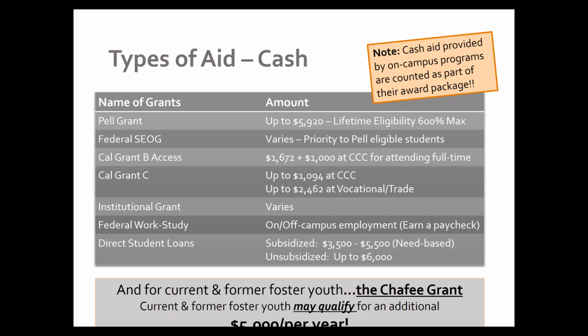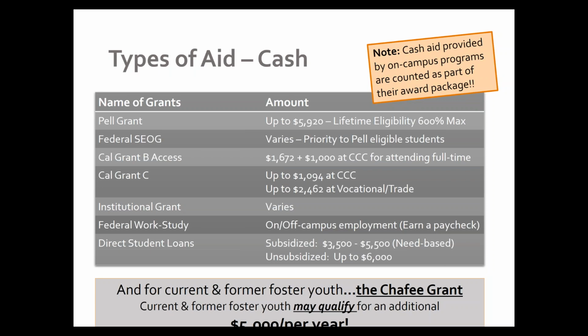And here are the types of aid that students can receive once they complete the FAFSA application. We have the Pell Grant, which is a federal grant, and that can be up to $5,920 for the year. The students do have a lifetime eligibility. They can only receive 600% maximum of the Pell Grant. Usually that gives them the full 4 years, sometimes a fifth year, if they need it to complete school. Then there's a federal FAFSA grant, and it varies. I'll go into more detail on what it looks like, but here we offer about $300 per semester, so that's $600 for the year.